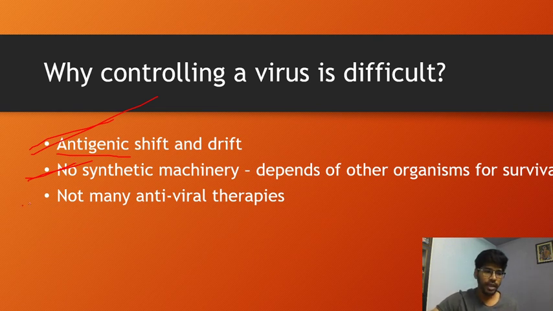And the next one: why is it difficult to control viruses? Because there are no proper therapies. Because of the antigenic shift and drift, because of no synthetic machinery, we do not have many antiviral therapies. And there is a second reason why there are not many antiviral therapies: private enterprises show no interest in synthesizing them. Private enterprises concentrate on making money, so they have to see the potential profit in synthesizing a particular vaccine or drug. Because they do not see any potential profits, research on antiviral therapies is being neglected by private enterprises. Because of these reasons, it is becoming very difficult to control viral diseases when there is an outbreak.